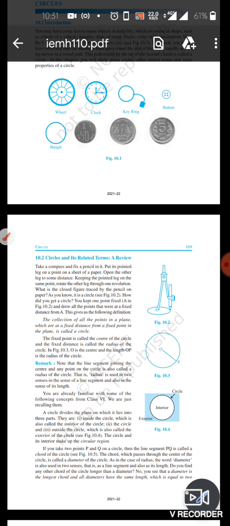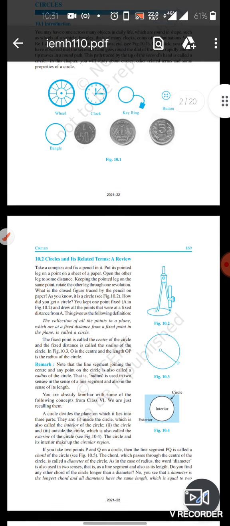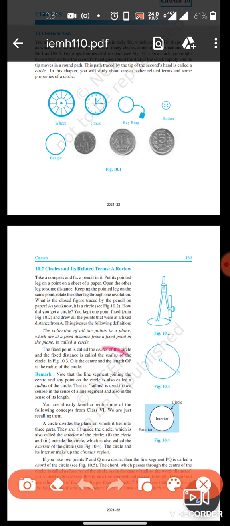Then next is the center of a circle. What is known as the center of a circle? Suppose you have a circle and in this circle you are making a center in the interior of the circle. So the center is a fixed point. Where is it? It is in the interior of the circle. So a fixed point in the interior of a circle is known as the center of a circle.